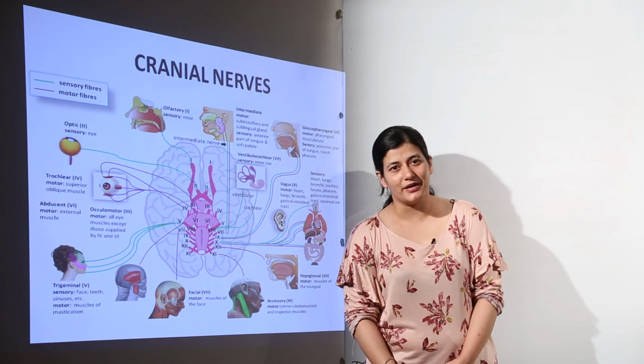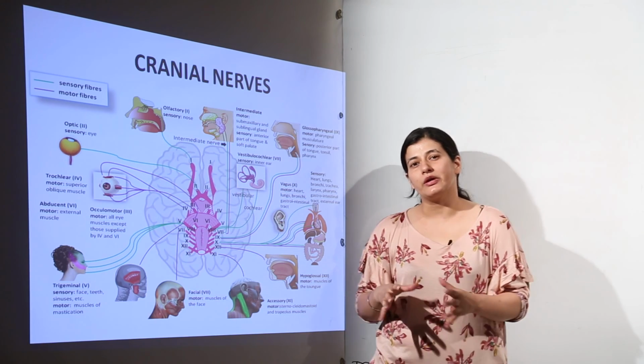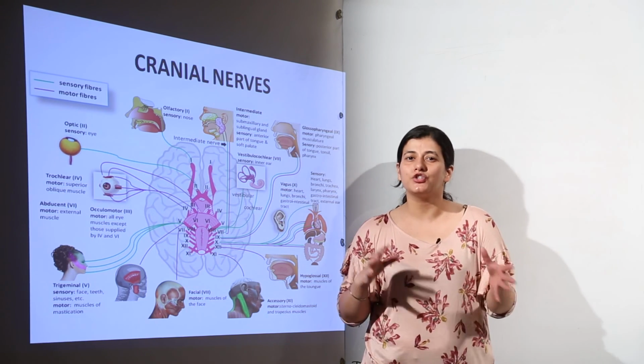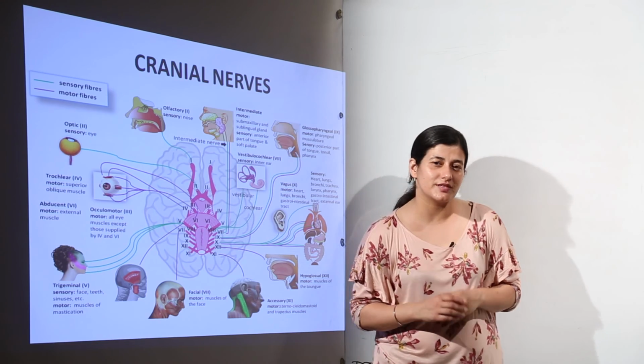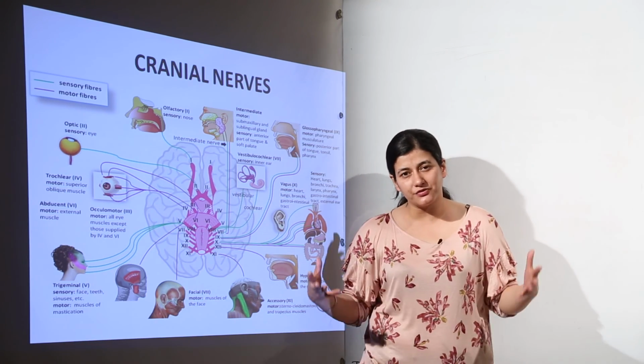We had discussed cranial nerves in the peripheral nervous system, just a simple introduction. Now we are going to see individually each nerve of the cranial nerves, that is 12 nerves which originate from the brain and then they innervate different parts of the body.